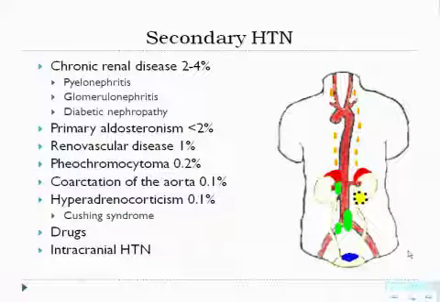You can also have diseases that hopefully you'll never get involved with, which are pheochromocytomas. These are tumors of the adrenal that can secrete very high levels of norepinephrine or epinephrine into the bloodstream and cause very rapid fluctuations in blood pressure.